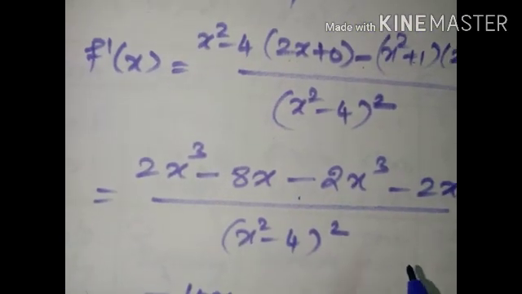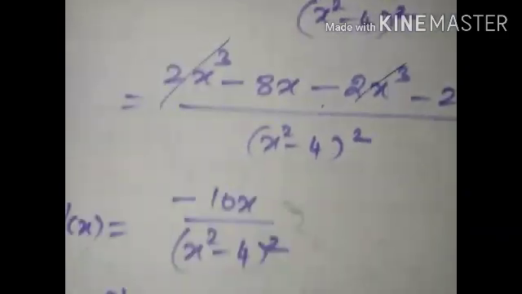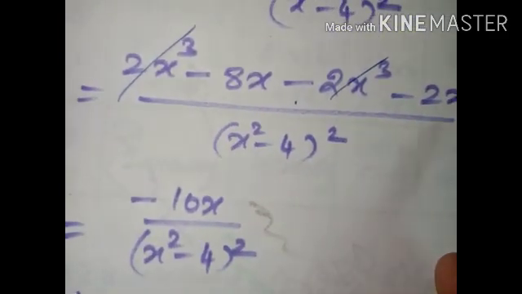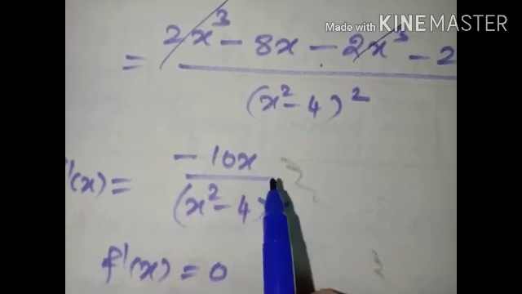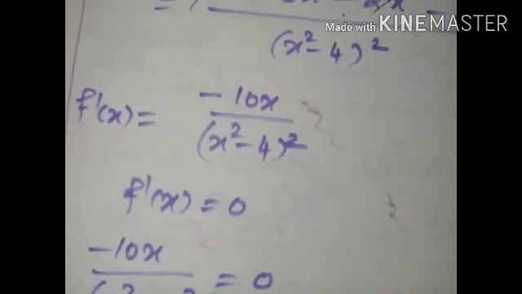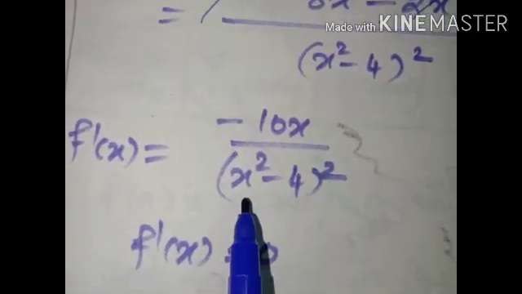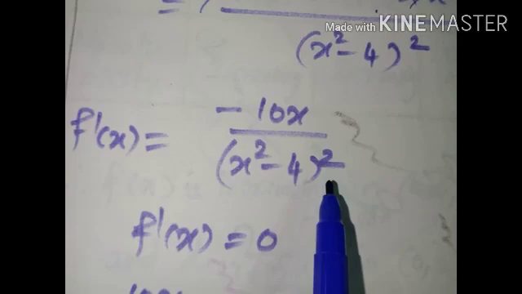Okay, now 2x cube and minus 2x cube cancel. Minus 8x minus 2x equals minus 10x divided by x square minus 4 whole square. That is, f dash of x equals minus 10x divided by x square minus 4 whole square.